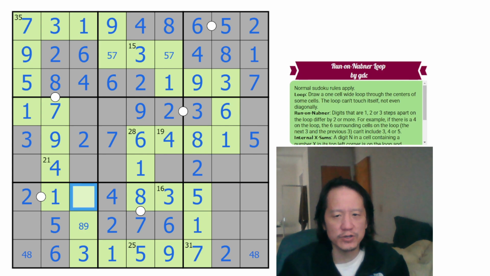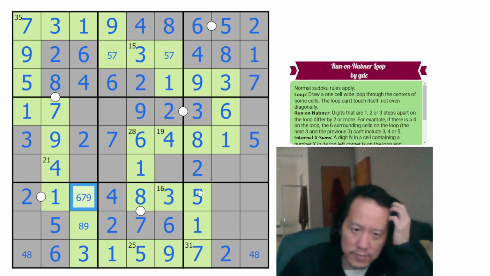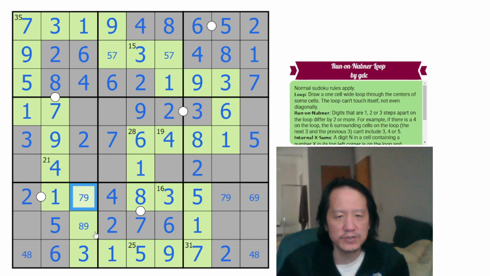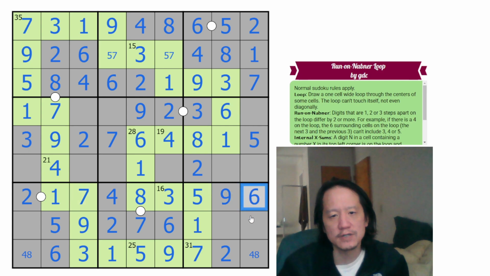This has to be, what, 6, 7, or 9? Yeah, the remaining cells here are 6, 7, and 9. This can't be 6, this can't be 7. This can't be 6. So this is 7 or 9. If this were 8, that would be consecutive with both of those. So this cannot be 8. This has to be 9, which makes that a 7. That makes that 9, which makes that 6.